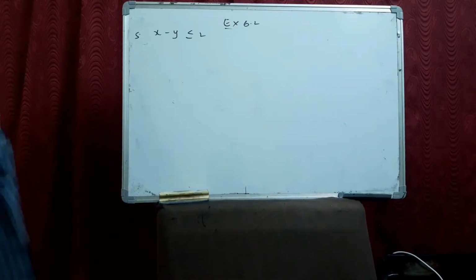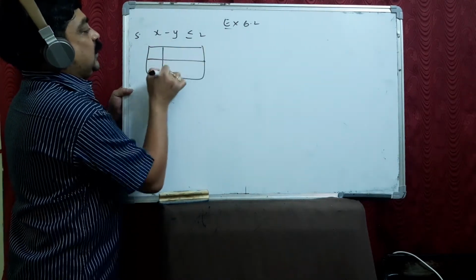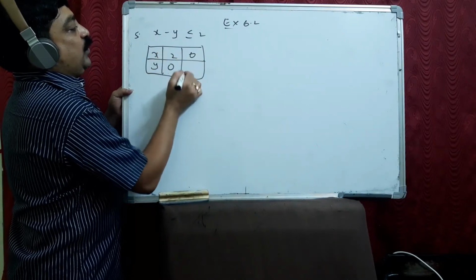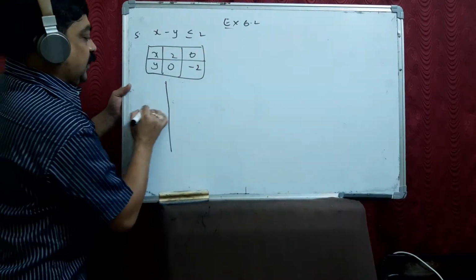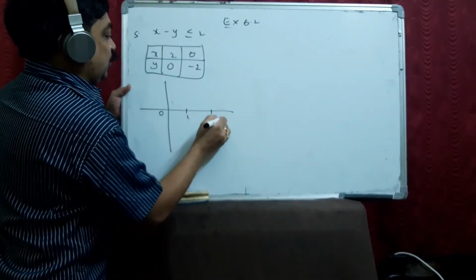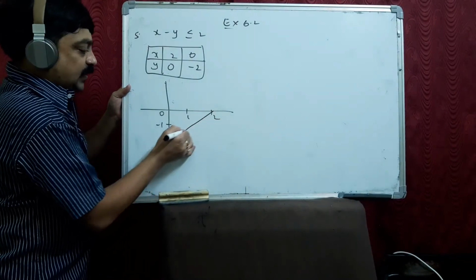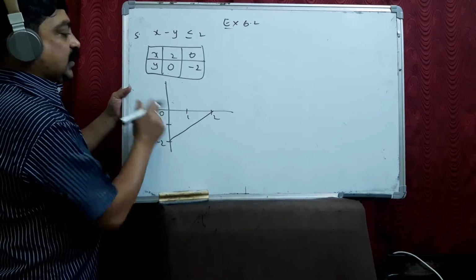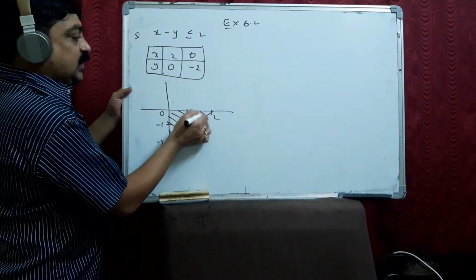See the fifth problem, x minus y less than or equal to 2. Take a box, x, y. When y is 0, x will be 2. When x is 0, y will be minus 2. So it should be 0, 1, 2, and y will be minus 1, minus 2. And dark line. Let us substitute 0, 0. Yes, 0 minus 0 is less than or equal to 2.